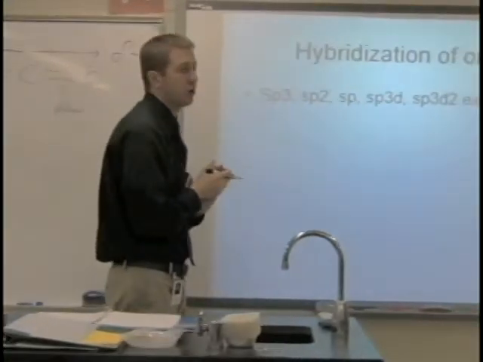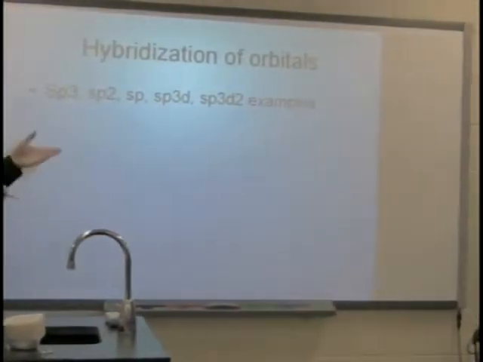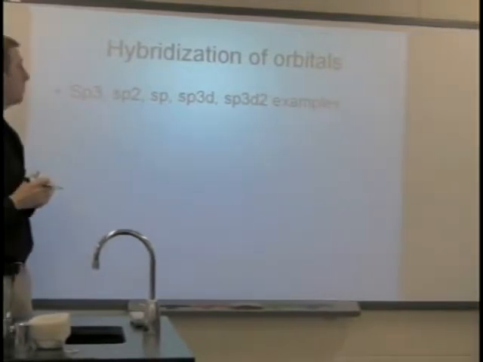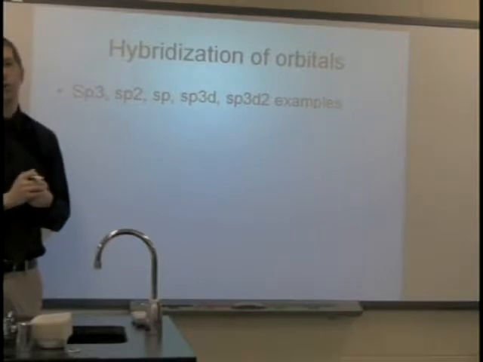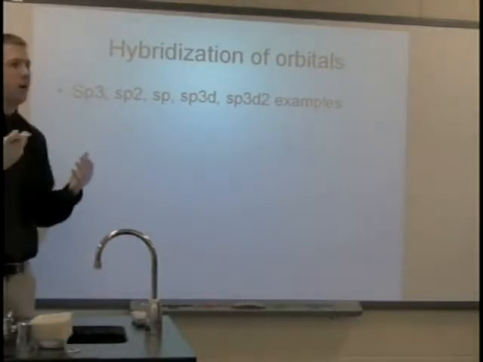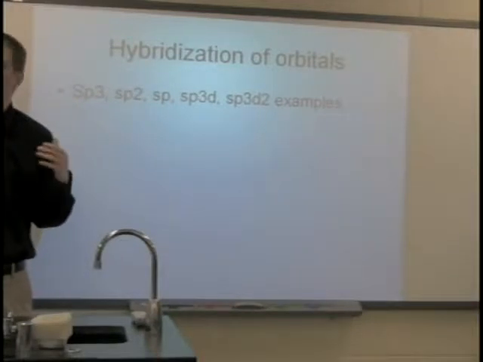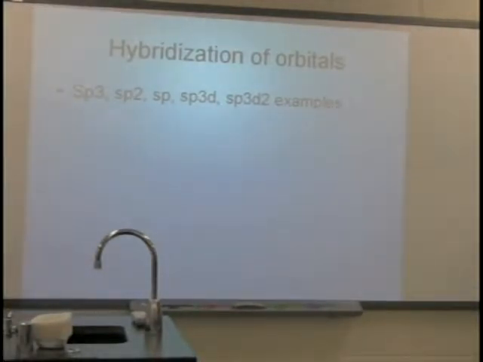The next thing the chapter goes over is the different hybrid orbitals. So here are the possibilities. You can be sp3 hybridized, sp2 hybridized, sp hybridized, sp3d, and sp3d2. What I'm going to do is draw an example of each of these, and I'm not certain you need to know how they work as much as identification. Draw a molecule, tell me what it is.